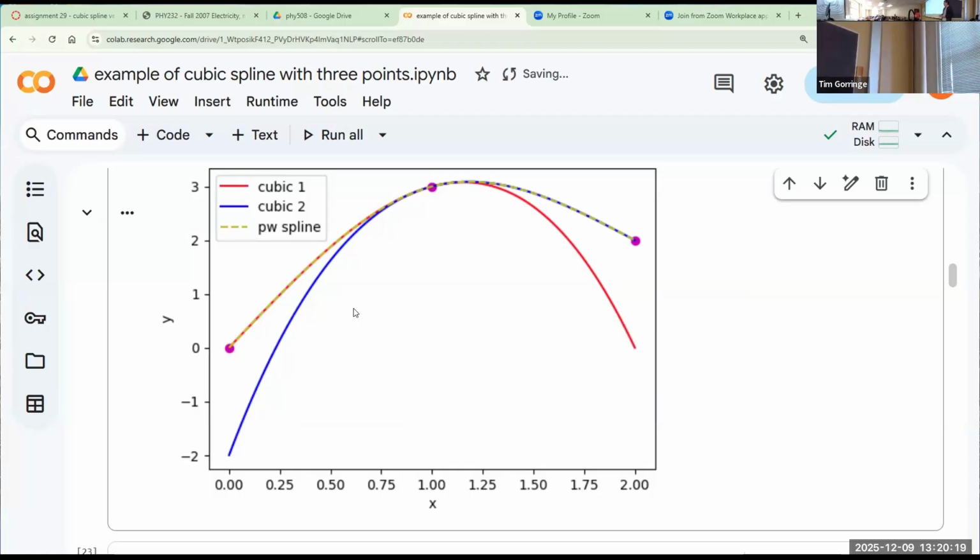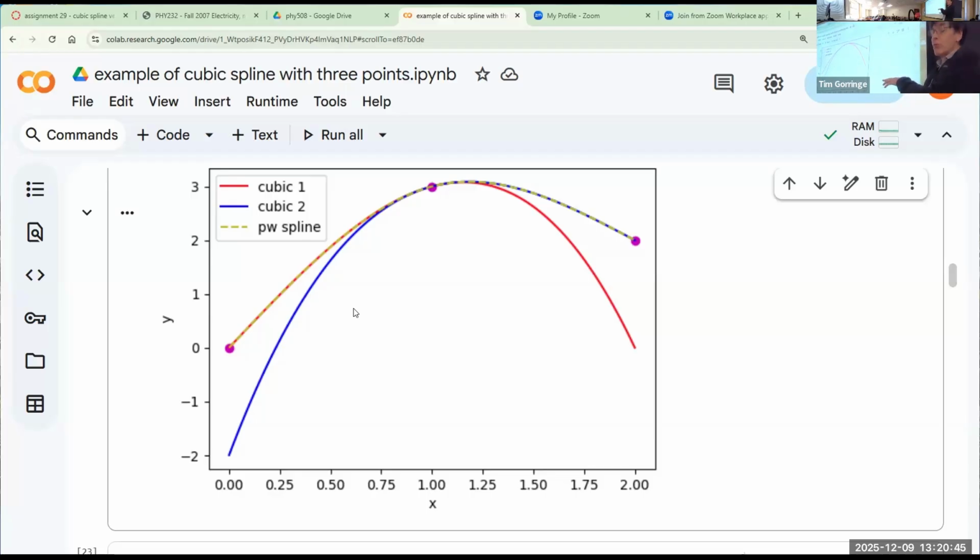Magenta, I've got the 3 data points. In red is the first cubic spline, the left-hand cubic spline that goes through the first 2 data points, the left hand and the center one. And then over in this region on the right, it's where it's invalid.